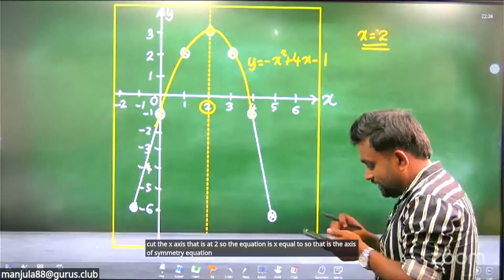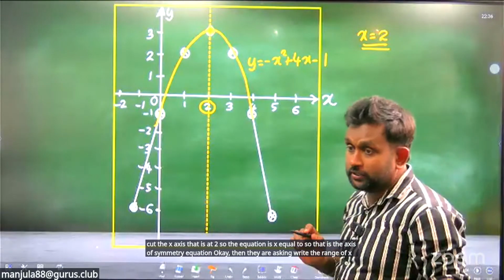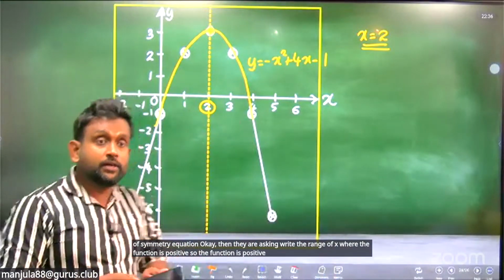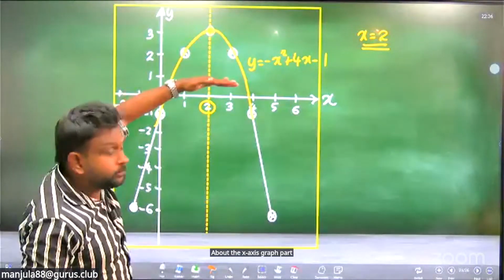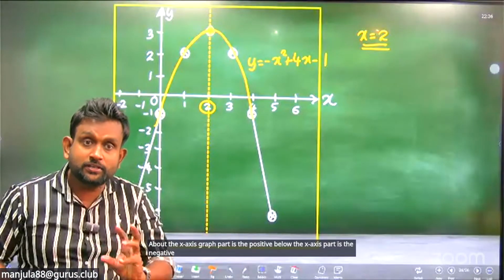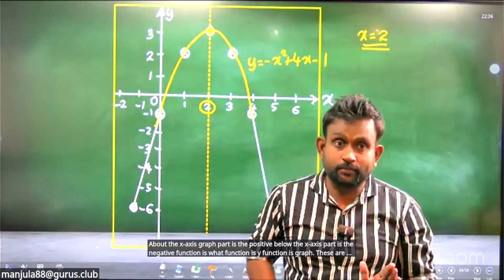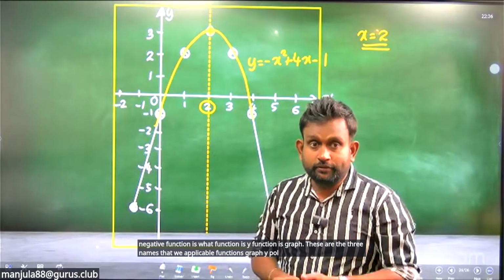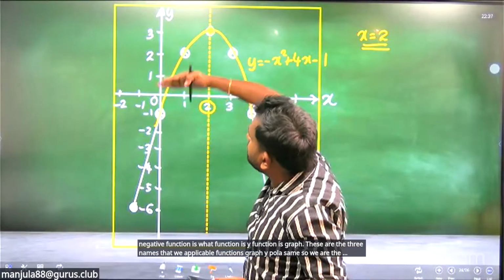Okay. Then they're asking, write the range of x where the function is positive. Positive means what? The part of the graph above the x-axis is positive, below the x-axis is negative. Function is y. Function is graph. These are the three names that are applicable: function, graph, y. All are the same. So where the function is positive is the top part of the x-axis.